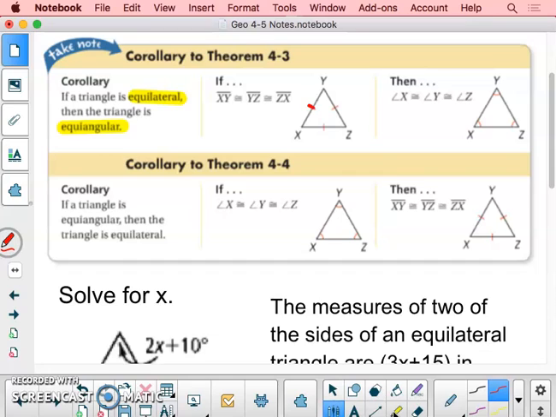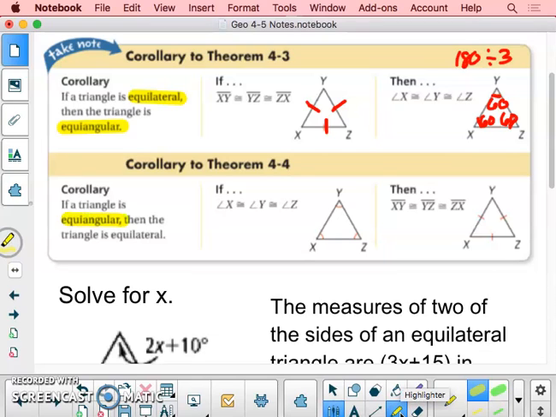So equilateral is talking about all three sides being the same. All equilateral triangles have three congruent angles as well, which is always the same thing, 180 divided by 3. Sometimes you might hear them called 60, 60, 60 triangles. Okay? This one is kind of a converse.